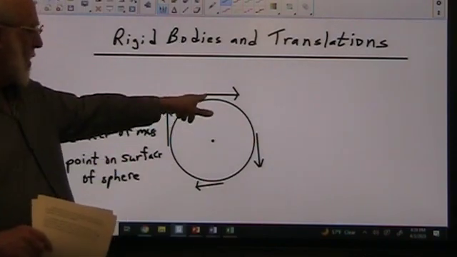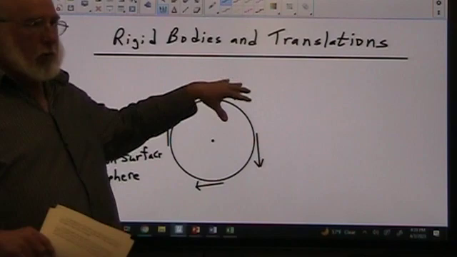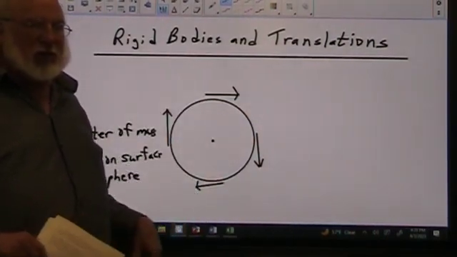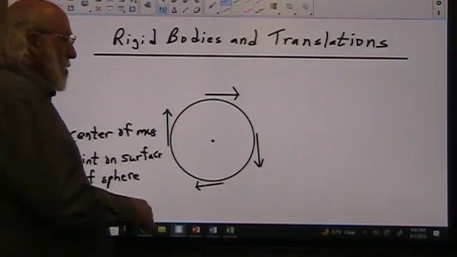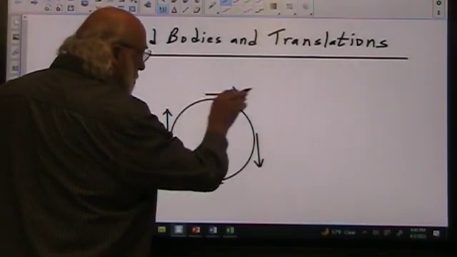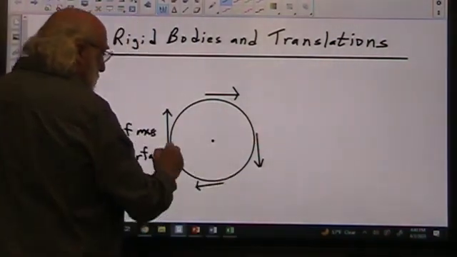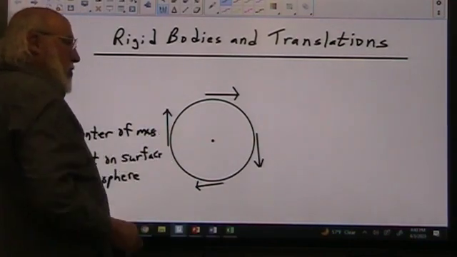If I pick a point right here, now I've drawn this not right on the sphere because my smartboard thinks it's fun to move stuff around. So just imagine this being right on the circle. If I have a point right there, that's a tangent, that's a tangent, that's a tangent. That's the direction you'll be going.